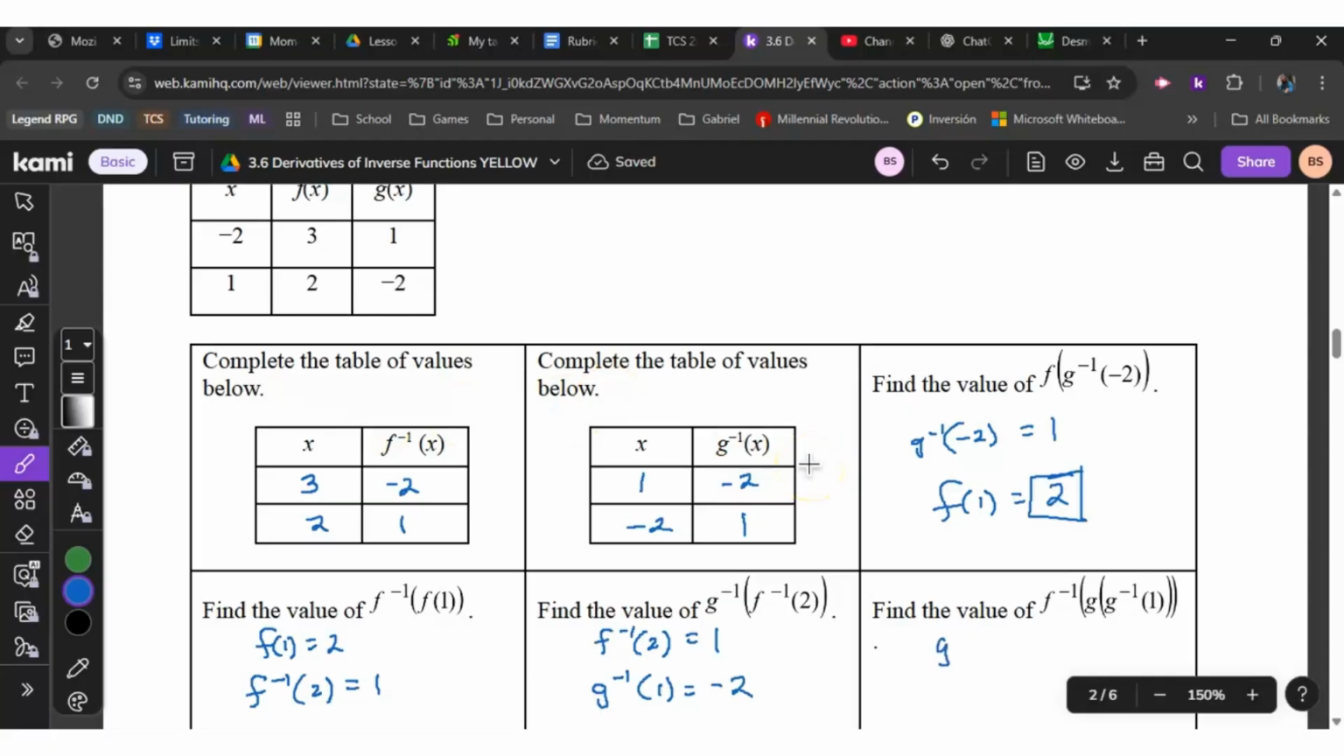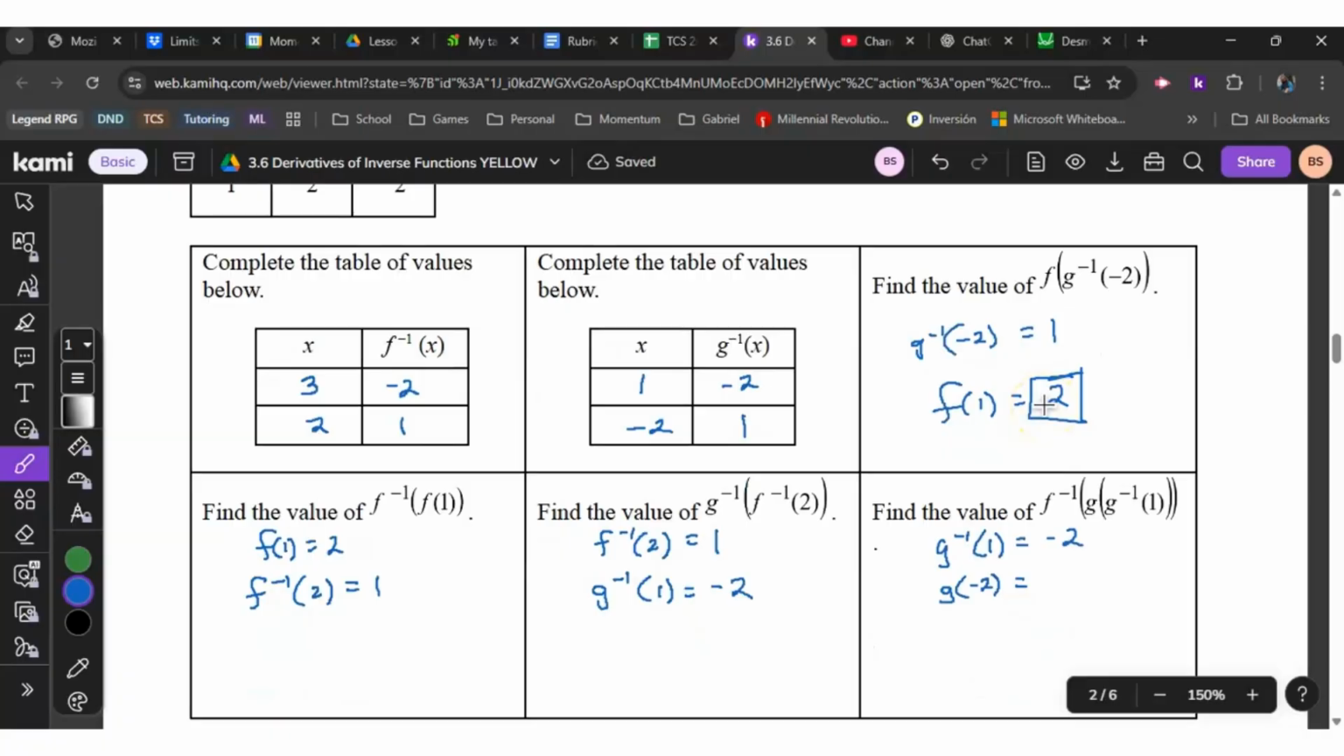All right. G inverse of 1. We go up here, -2. And then I would need to find G of -2. G of -2 is 1. And then I need to find F inverse of 1.